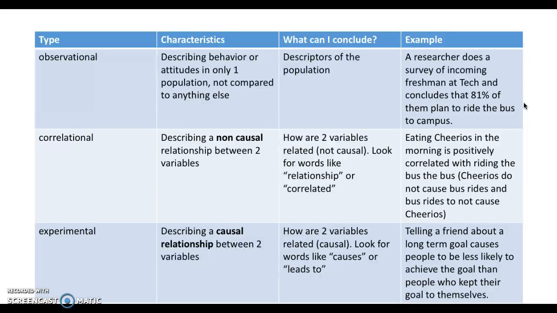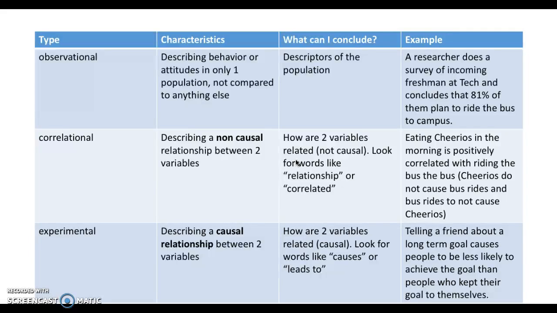Next is the correlational design, and that's looking at a non-causal relationship, and again I bolded non-causal because that's very important, between two variables. So we're looking at how two variables are related. Here I like to look for words like relationship or correlated. Relationship can actually refer to either a correlational or an experimental relationship, but most of the time if they're using relationship, it goes with correlational.